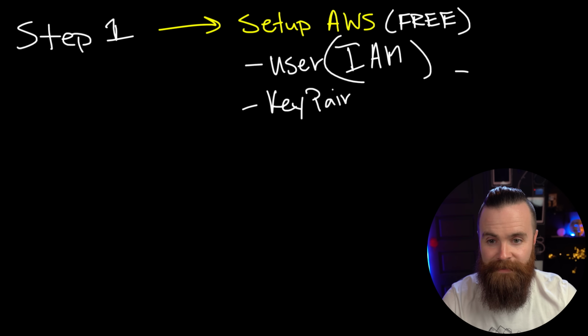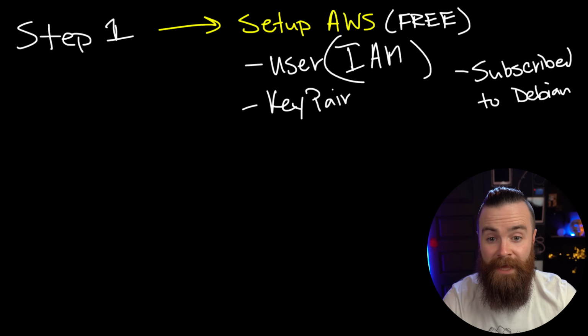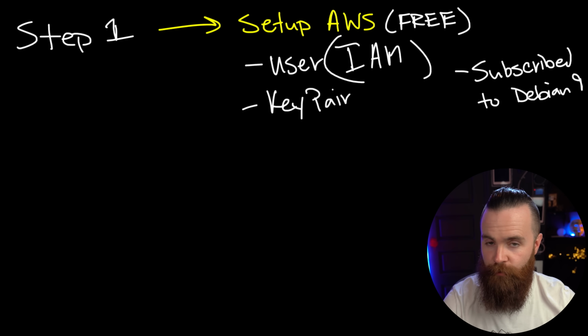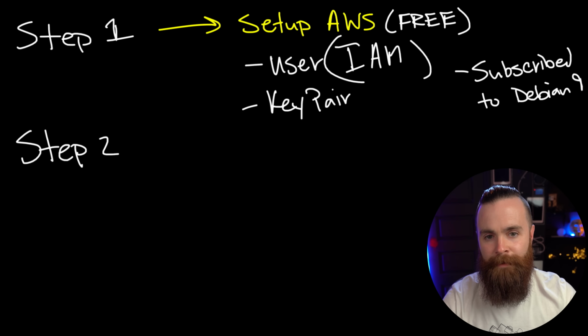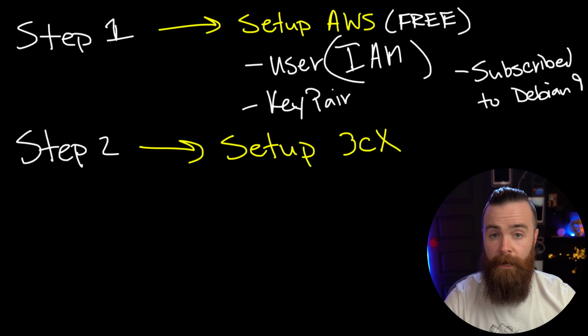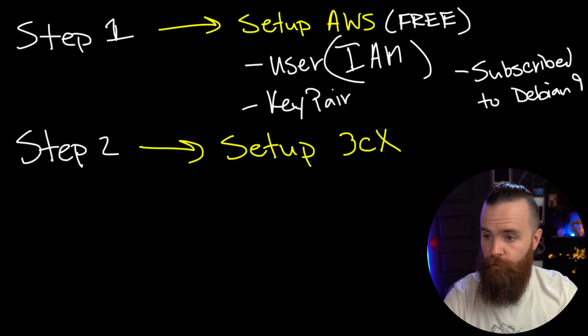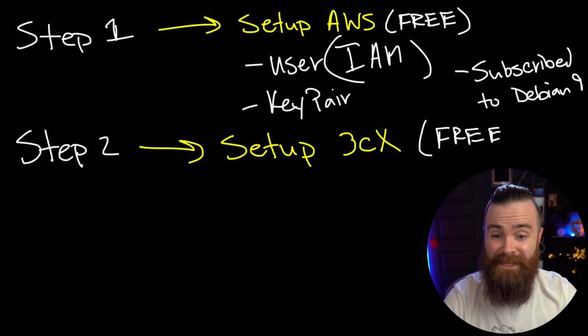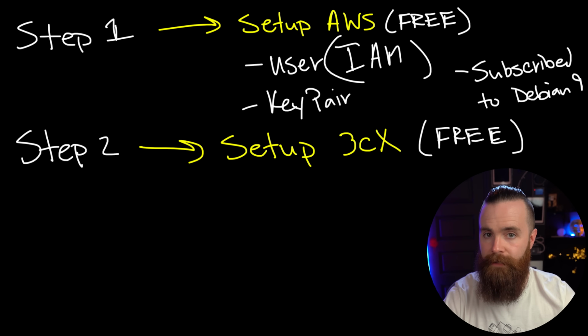And then we also subscribe to Debian 9, so we can actually use that image when 3CX deploys our virtual machine. Now, step 2, we're gonna set up some 3CX, our phone system. Now very similar to AWS, 3CX will be free for a year, which is awesome. So this whole project at this point is going to be free.